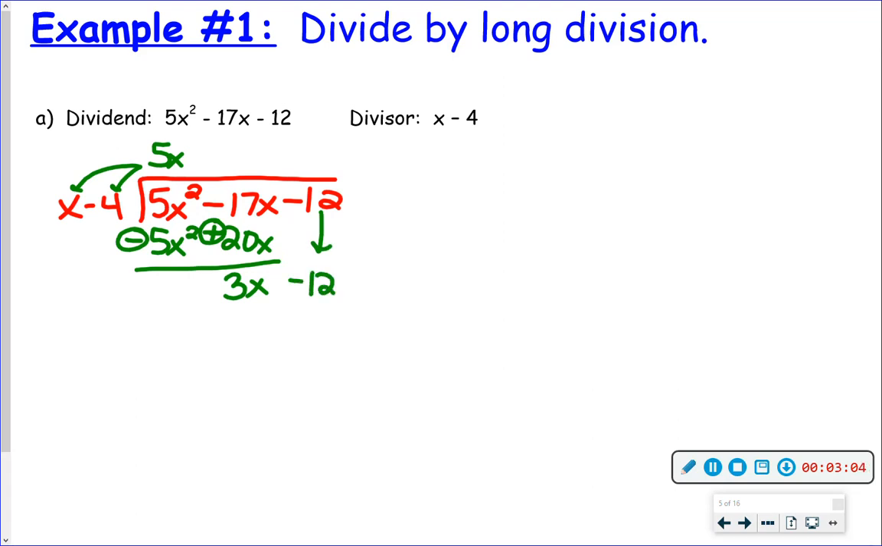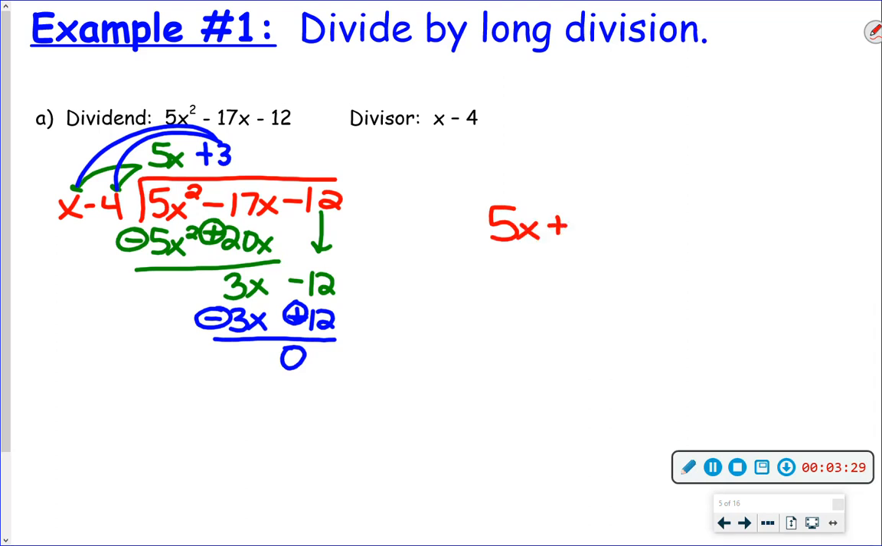All right, I'm ready for my next term to put on top. So I'm going to ask myself, what times x is 3x? 3. So again, anything on top, we multiply through the entire divisor. 3 times x. 3 times negative 4. Again, I'm going to subtract this entire row, so minus and a plus. So we end up with a remainder, of course, of 0. So I'm just going to write off to the side. You could just circle it at the top. My perfect final answer, nice and pretty, 5x plus 3. Got it. Nice, easy, nothing stressful there.